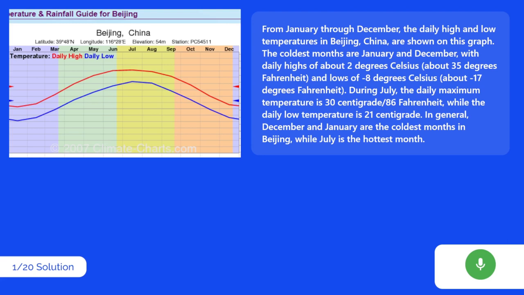During July, the daily maximum temperature is 30 degrees Celsius, 86 Fahrenheit, while the daily low temperature is 21 degrees Celsius. In general, December and January are the coldest months in Beijing, while July is the hottest month.